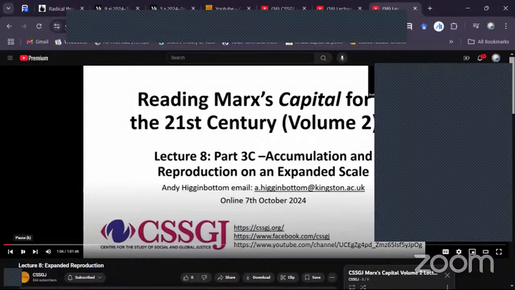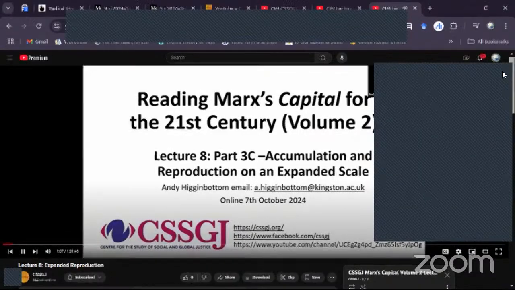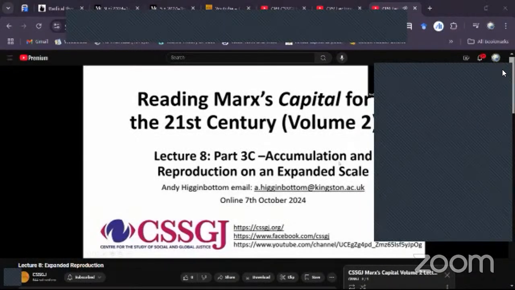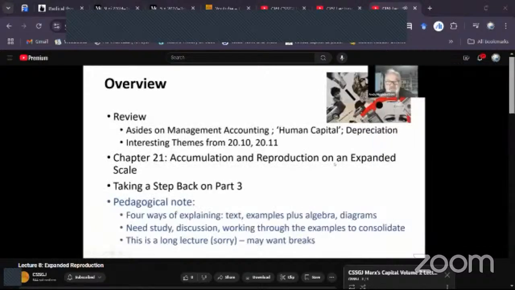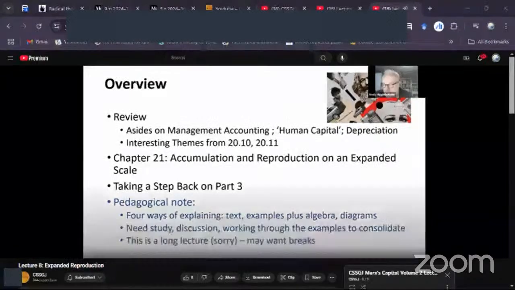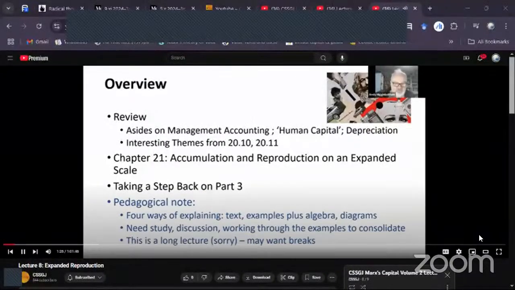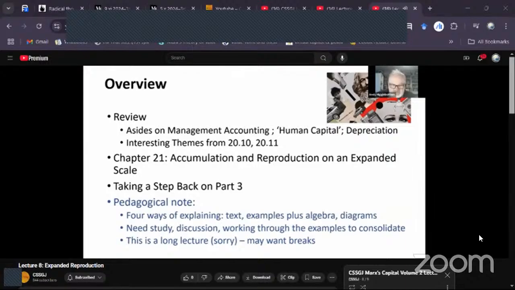As Tony helpfully said, we're on lecture 8, and this is about chapter 21 of volume 2 of Capital. Actually, it's going to be in 3 parts today. I've got some points about what we've been looking at already in terms of chapter 20, and then the main point we'll be looking at is chapter 21. But because this is the last lecture covering the book itself, I did want to take a slight step back and reflect, my reflections anyway, on what we've learnt.